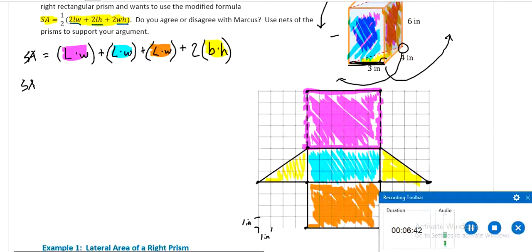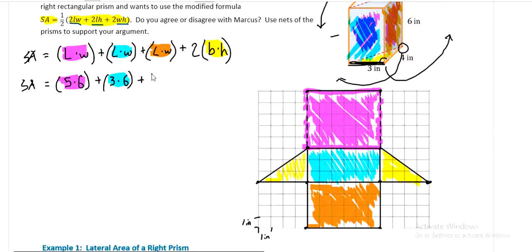Let's make this rough draft a little cleaner by putting in some values. I'm going to look at the length of the pink one. The length is 1, 2, 3, 4, 5. Multiplied by the width is 1, 2, 3, 4, 5, 6. Plus, let's see, length of this one is 1, 2, 3. Multiplied by, we know the width is 6. And finally, that orange rectangle, the length is 1, 2, 3, 4. And the width is still 6. Plus 2. Now the base of each of these, like we said, is 1, 2, 3, 4. So 4 for the base, 3 for the height.